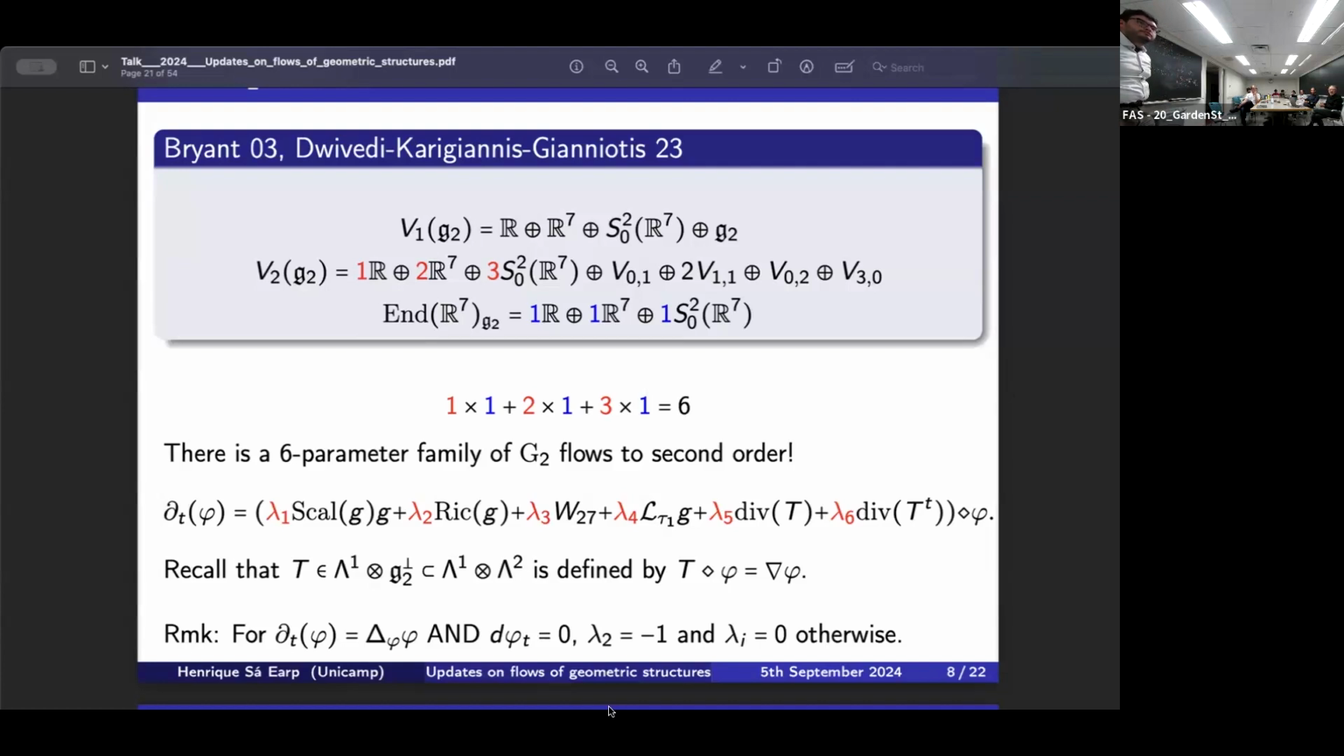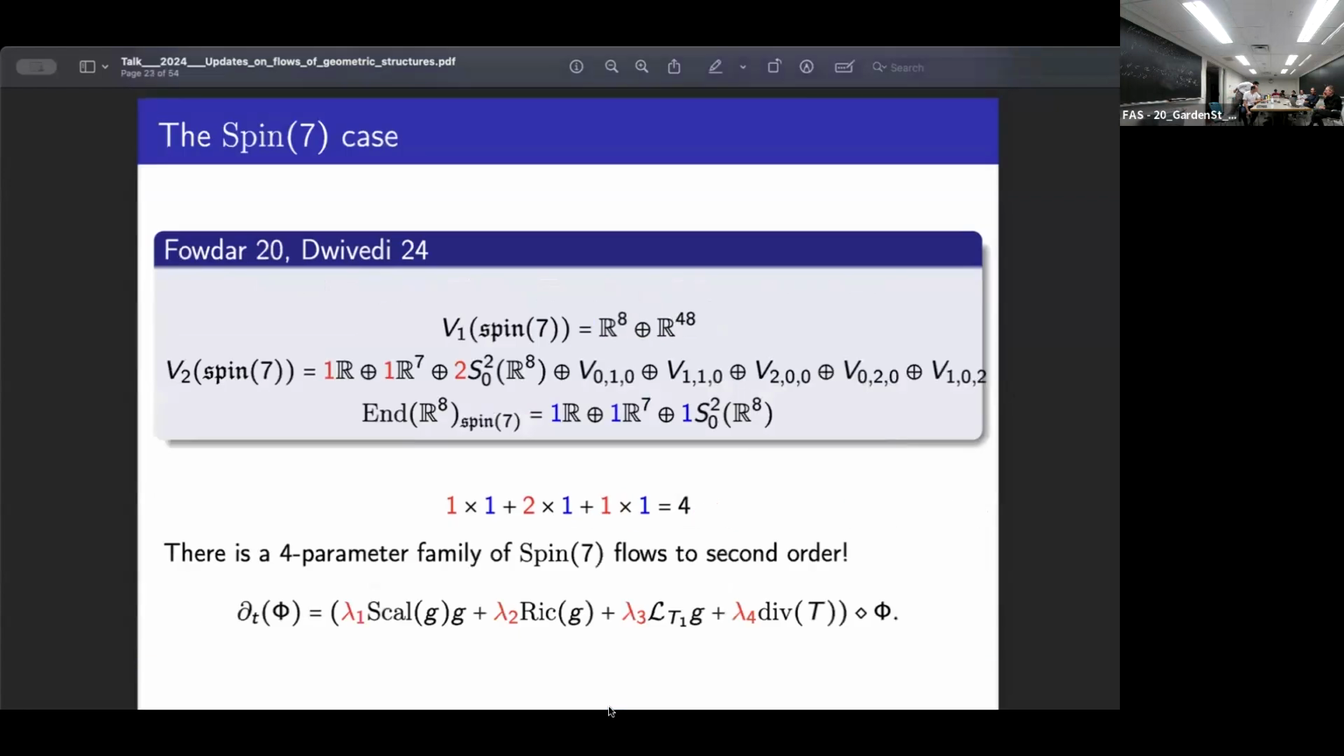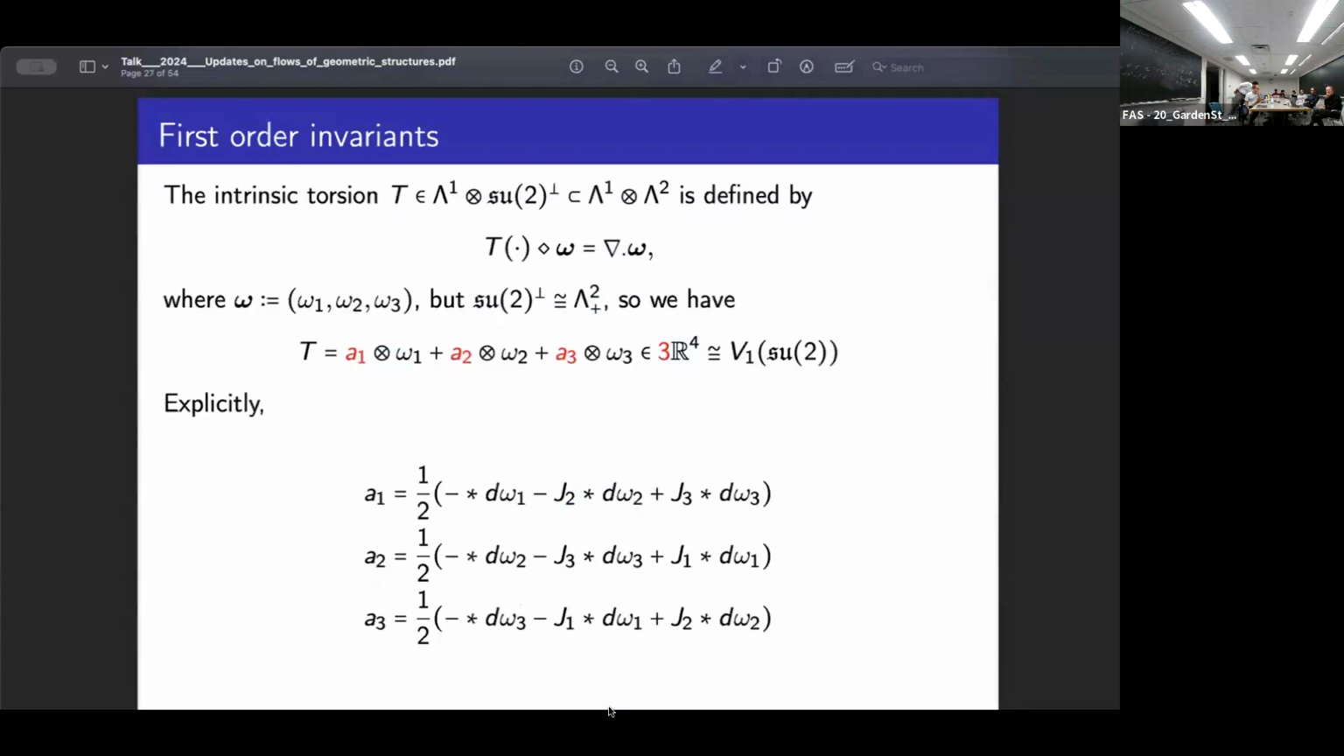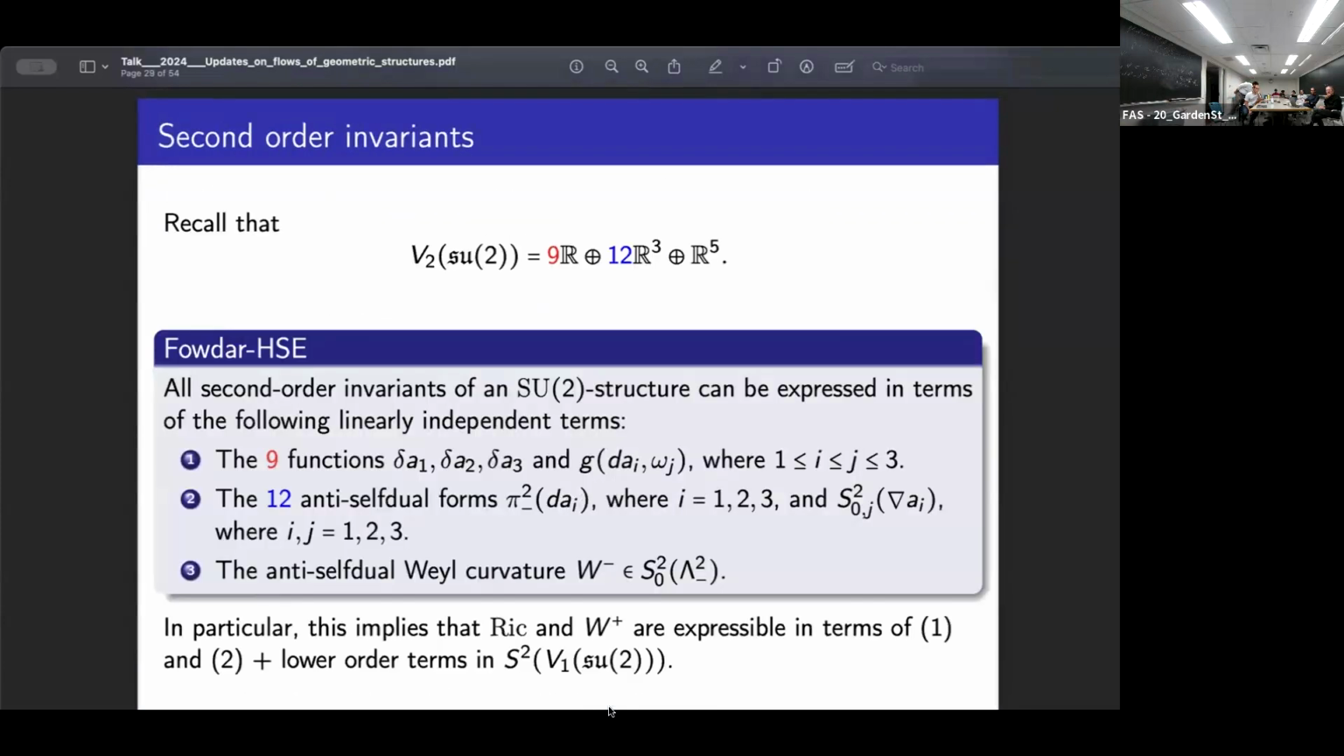And the result you're saying is new is the 6-parameter family of flows. The fact that it's a 6-parameter family is from 2023? Yeah. You also have a result for the SU(2) case. Yeah. So it's a 7-2 parameter family.